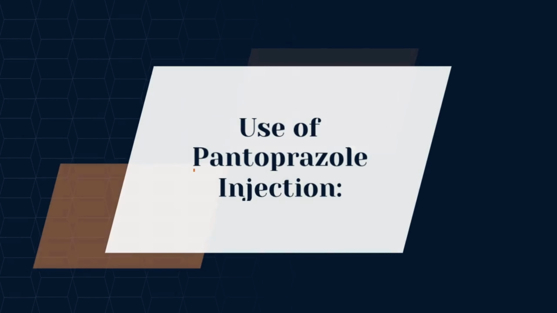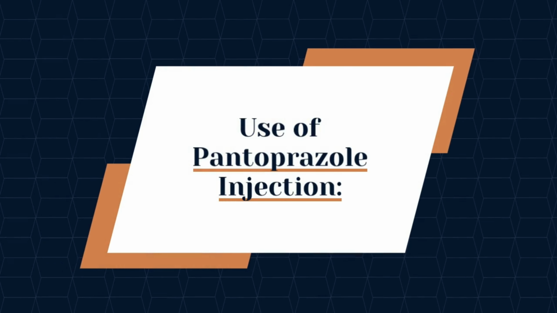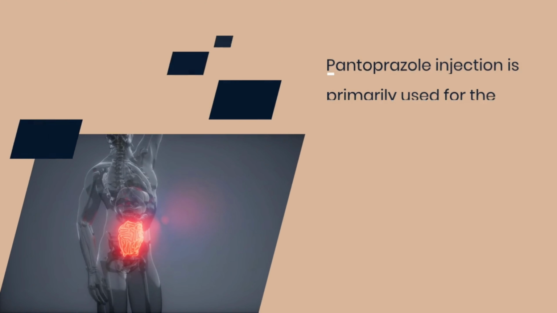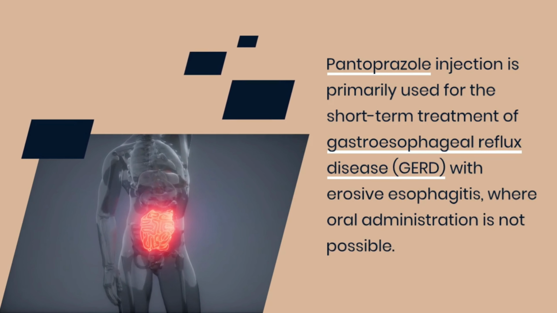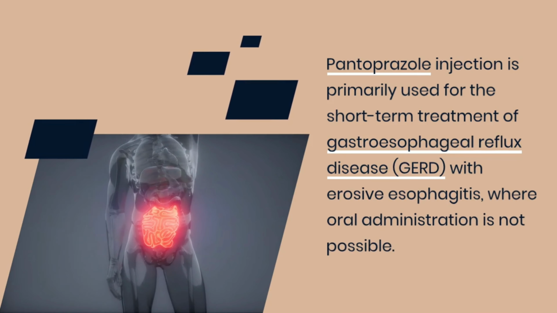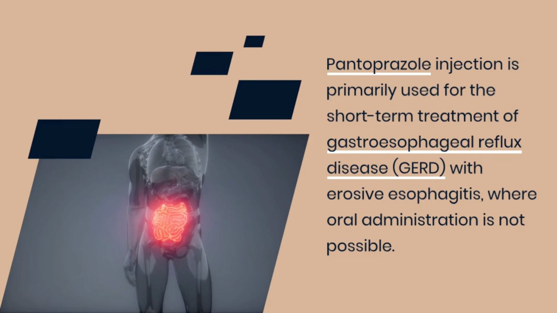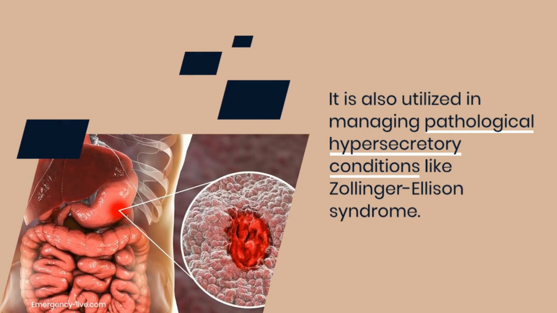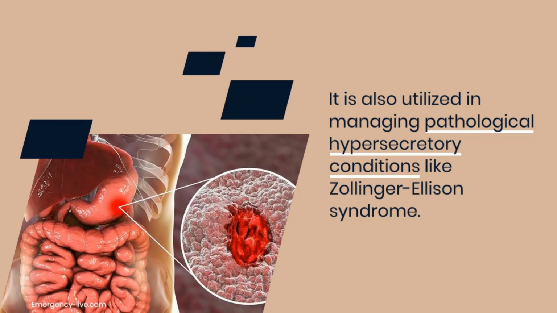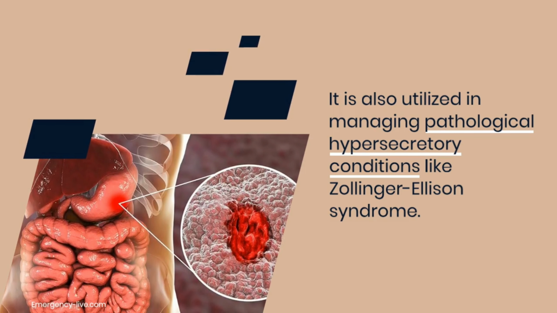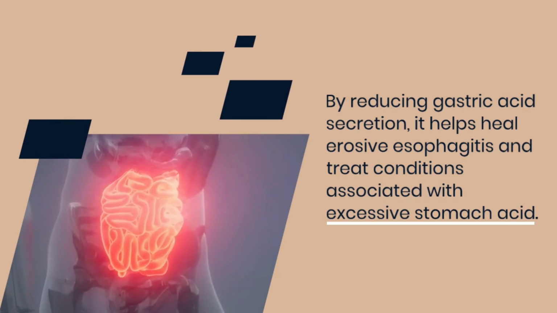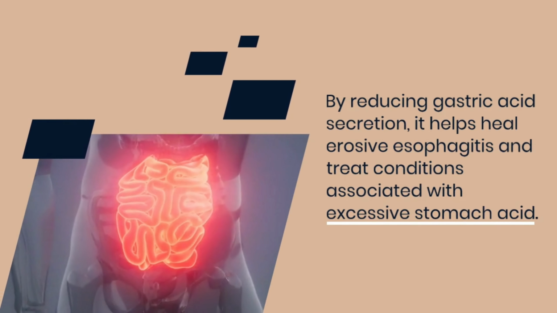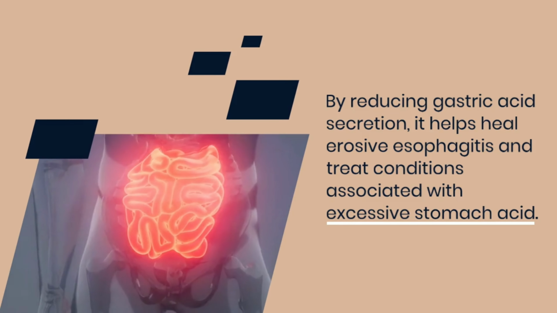Now, let's get started. Use of pantoprazole injection. Pantoprazole injection is primarily used for the short-term treatment of gastroesophageal reflux disease with erosive esophagitis, where oral administration is not possible. It is also utilized in managing pathological hypersecretory conditions like Zollinger-Ellison syndrome. By reducing gastric acid secretion, it helps heal erosive esophagitis and treat conditions associated with excessive stomach acid.